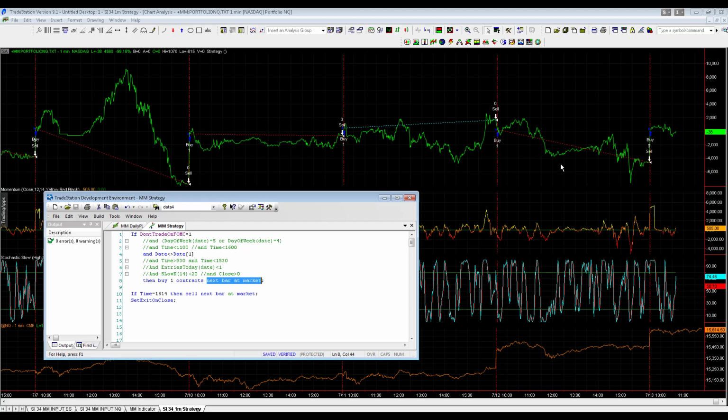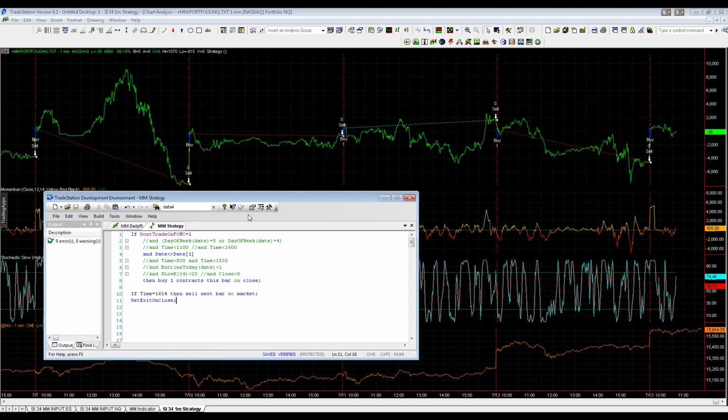So let's do that, because these data points are at the close of each 1-minute bar. If you buy on the next bar at the market, it buys on the next bar at the close. It's a 1-minute delay. So you have to do this bar on close in this case for an accurate backtest. And then if time is equal to 16:14, then sell next bar at the market.